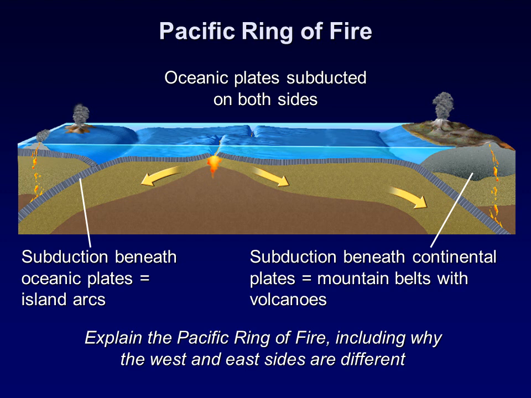Okay, so I would like for you to be able to explain the Pacific Ring of Fire and why the west and east sides are different. Why do volcanoes on either side of the ocean behave differently? And what's going on in the middle of the Pacific Plate that's driving this subduction?